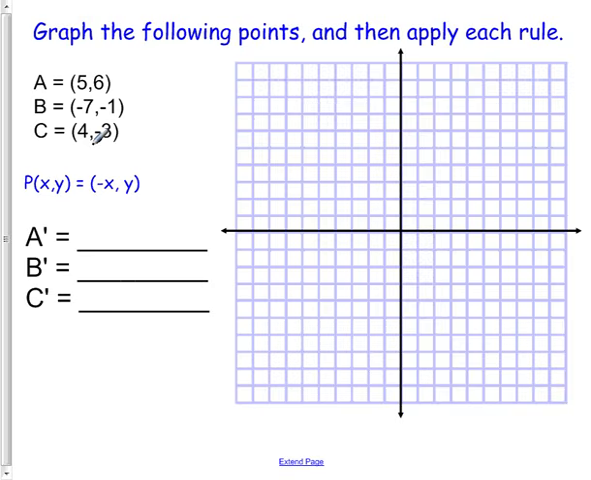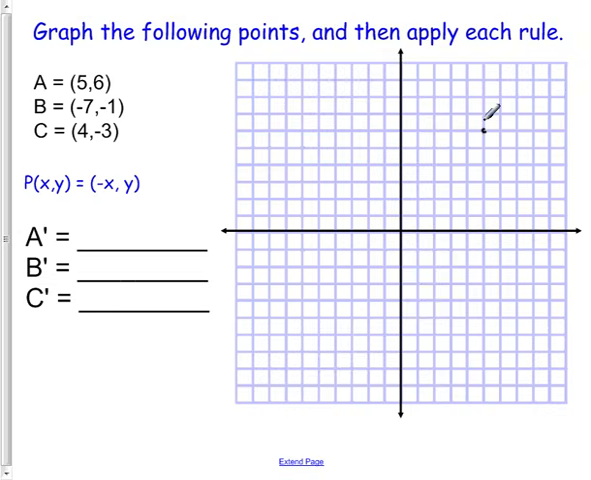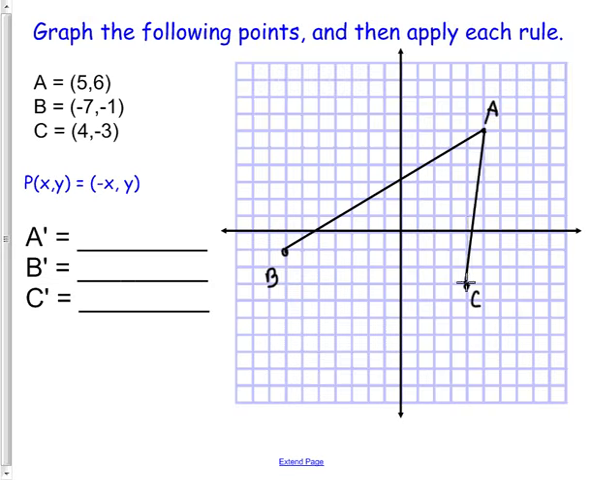Same 3 points: 5, 6; -7, -1; and 4, -3. So let's graph these. 5, 6, there's our A. Our B is -7, -1. And our C is 4, -3, pardon me. Okay, and we'll connect those. So we got our triangle. This is our pre-image. And now we're going to figure out what our image is going to be.